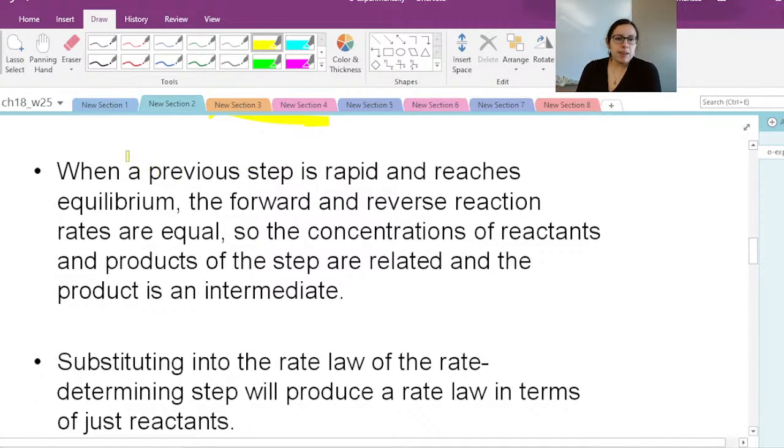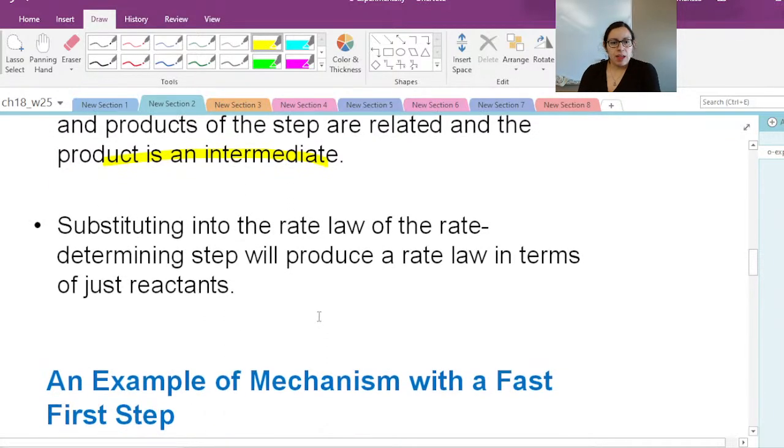But the idea is, if the previous step is rapid and reaches equilibrium, now we have to remember what equilibrium means. So the forward and reverse reaction rates are equal. So again, the overall concentrations would remain unchanged. And our product is our intermediate. And so we'll see how we can substitute our equation and produce our rate law in terms of our reactants. So again, we'll walk through that.